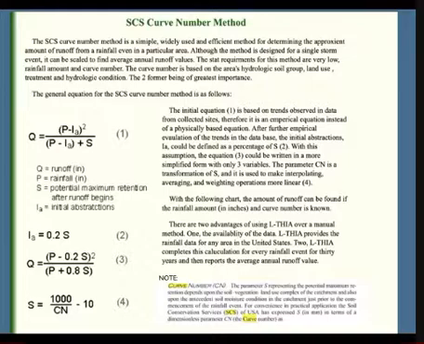The parameter CN is a transformation of S, and it is used to make interpolating, averaging, and weighting operations linear. With the following chart, the amount of runoff can be found if the rainfall amount in inches and curve number is known. There are two advantages of using LTHIA over a manual method. One, the availability of the data: LTHIA provides the rainfall data for any area in the United States. Two, LTHIA completes this calculation for every rainfall event for 30 years and then reports the average annual runoff value.